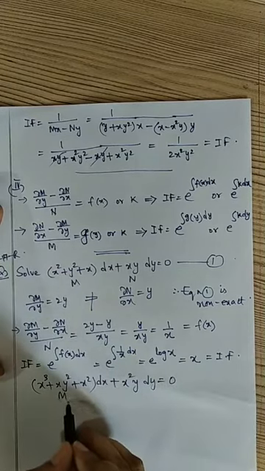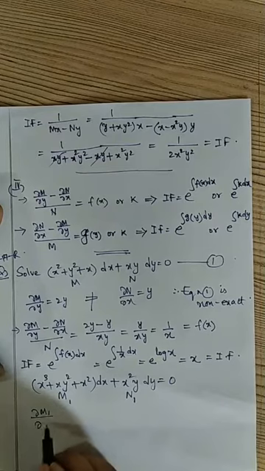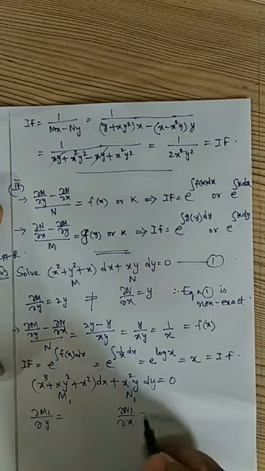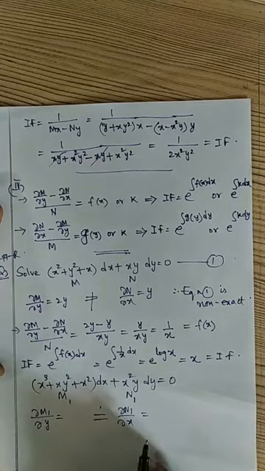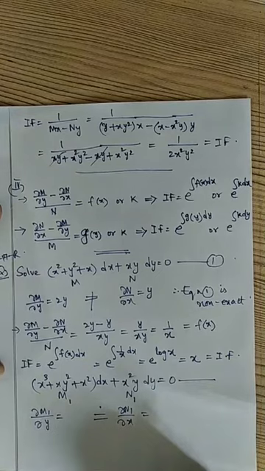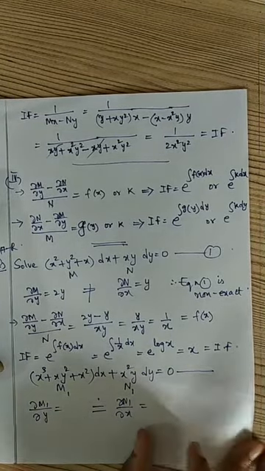Now here this is M1 and this is N1. Then find dou M1 by dou y and find dou N1 by dou x. You can evaluate this. These two will be equal. Then this equation will become exact and you know how to solve this, right? That part you take as practice.